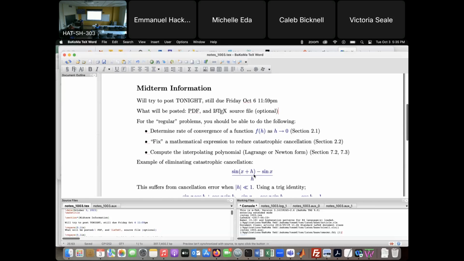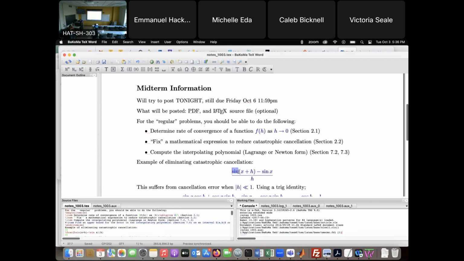Something like this: if this difference quotient right here, if h is really small, so sine of something close to x minus sine of x, that's going to be nearly 0, and the denominator is also near zero. So this difference is going to be small and will suffer cancellation. So this subtraction will be inaccurate because there's going to be some loss of precision. And whatever error is here, you're dividing by h, which makes the whole fraction larger. So the absolute error is actually quite large.